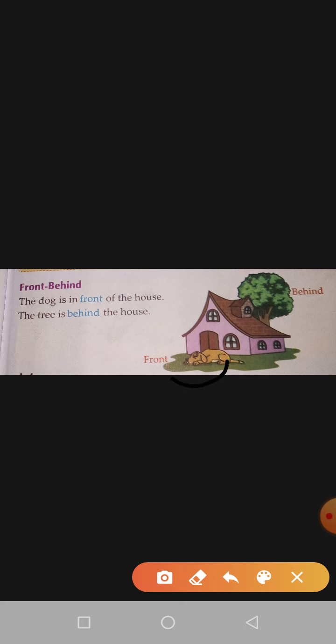Look at this picture. The dog is in front of the house and the tree is behind the house. See the dog.